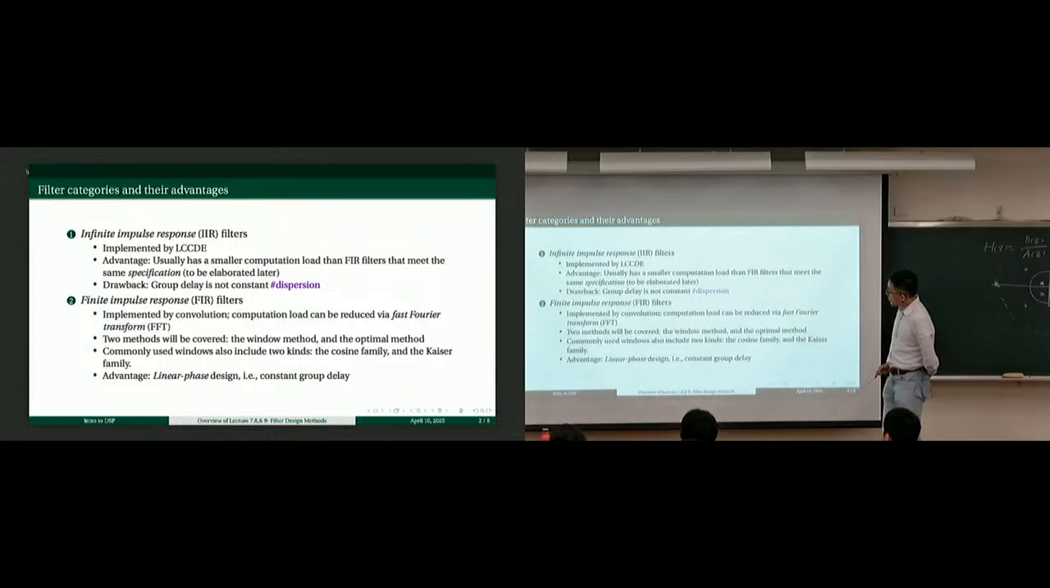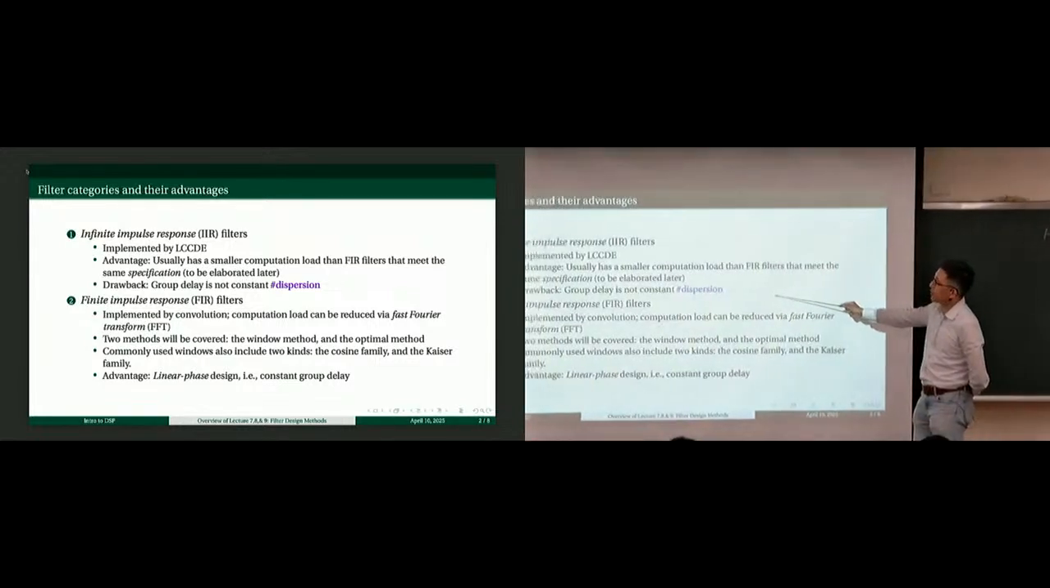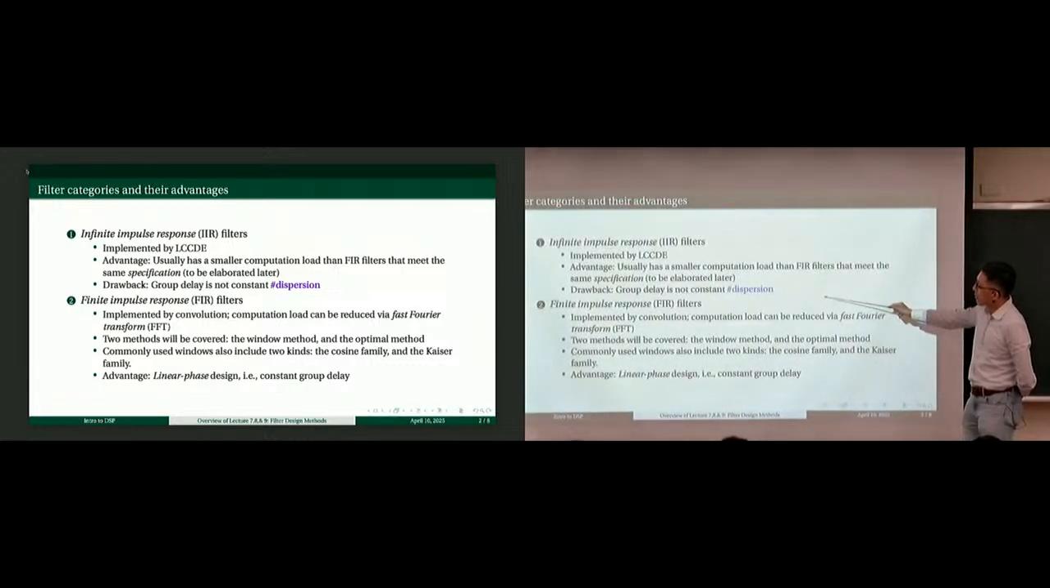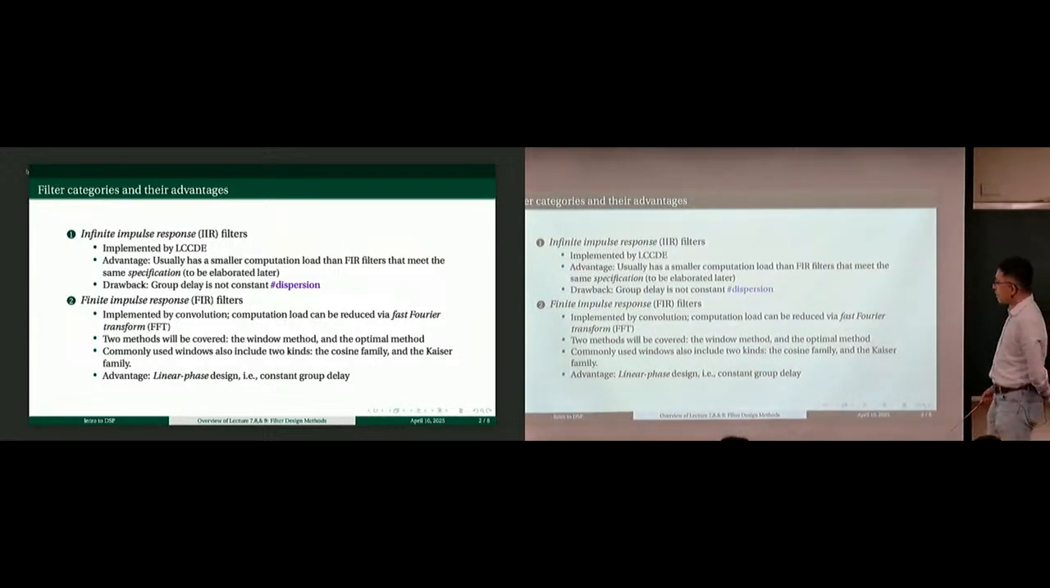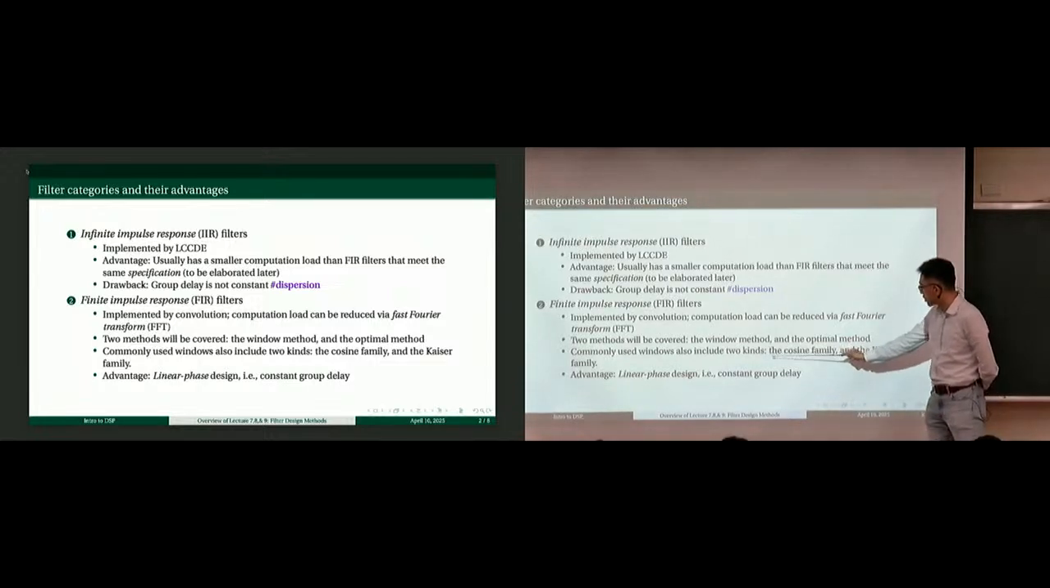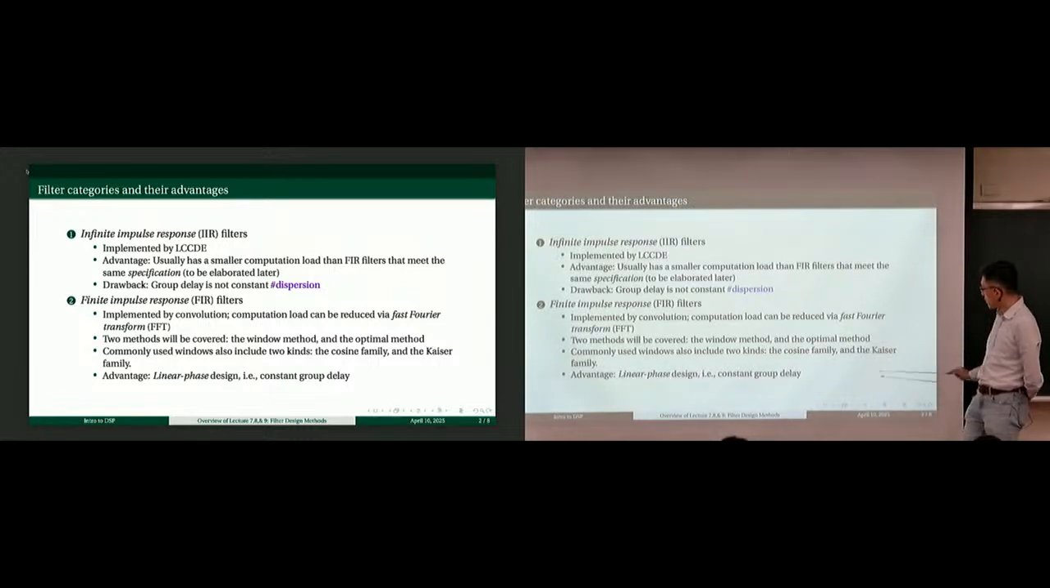So the next point is that it comes with a drawback. IIR has the drawback of having a non-constant group delay. Whereas in FIR, we'll cover two different methods, the window method and the optimal method, and the window method even has two different families of windows that we will cover, the cosine family and the Kaiser family. But we're talking about group delay. Group delay cannot be constant for IIR filters.